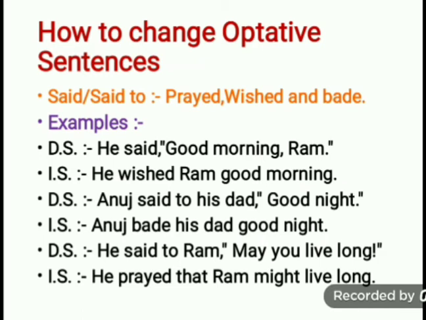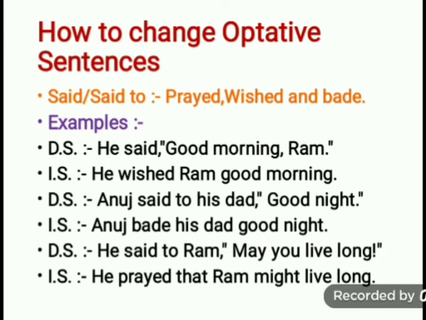Direct speech. He said, good morning Ram. Let's make it indirect speech. He then said, as it is a wishing word, so we will use wished. Then Ram, good morning. Then direct speech. Anuj said to his dad, good night. In indirect speech, Anuj bade his dad good night.